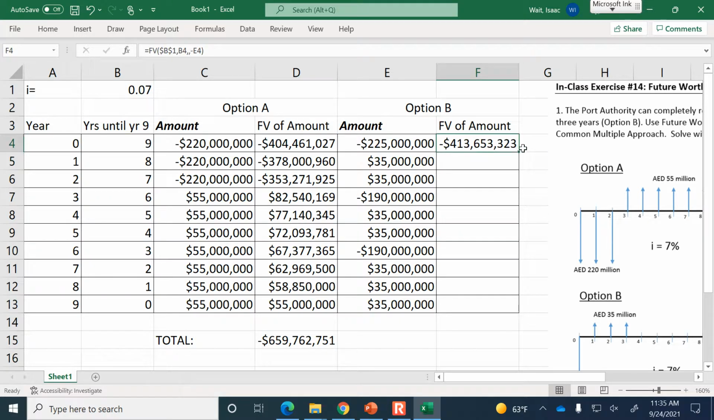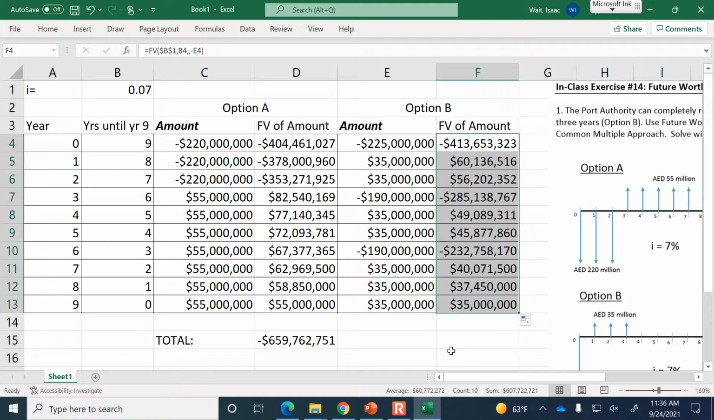Okay, and so we can apply that downward. You can either click and drag or just double click in that green thicker box at the lower right. And then again, we do the sum function.